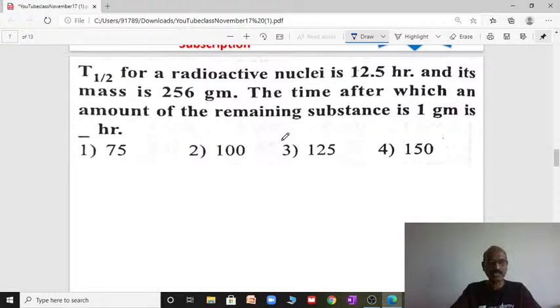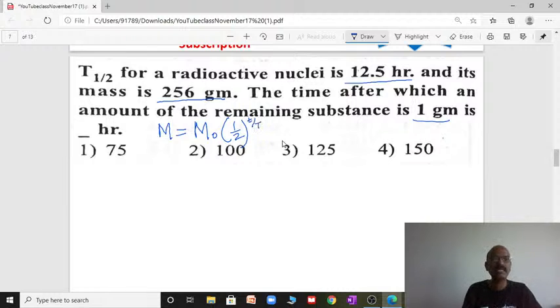Now let us move to the next question. T half, that means the half-life for a radioactive nuclei, is 12.5 hours, and its mass is 256 gram. The time after which the amount of remaining substance is 1 gram is, after how many hours does this mass become 1 gram. Here mass is given, so we can go for the mass related formula. Instead of n equals n naught, we can go m equals m naught into 1 by 2 whole power n, where n is t by T. After disintegration, m becomes 1. What is m naught, the total mass before disintegration? 256 gram. So 1 gram equals 256 into 1 by 2 whole power t by the half-life, which is 12.5 hours, so capital T is 12.5 hours.